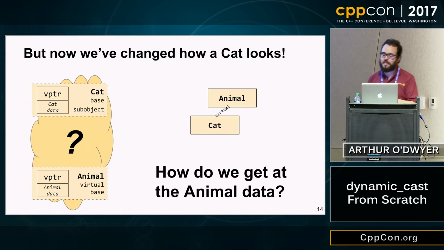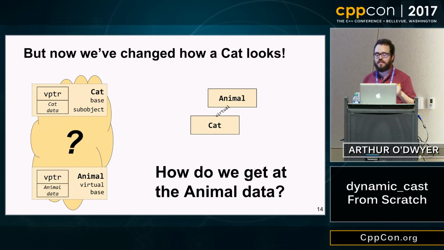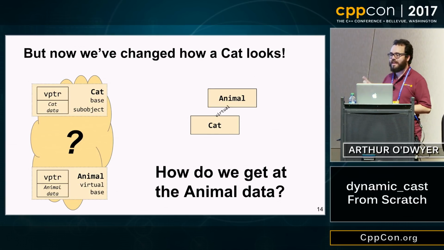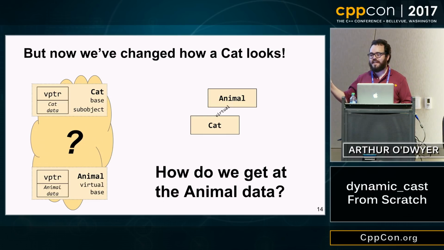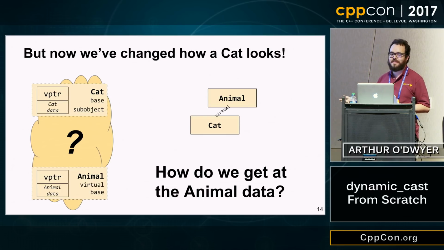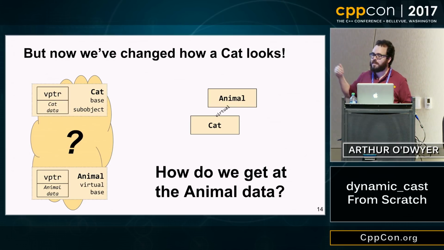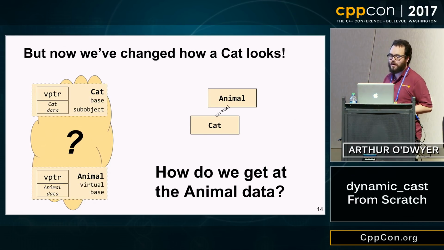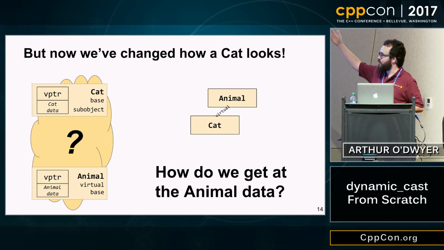All right, but now we've changed how a cat looks. Right? A cat used to look physically like an animal. So we could have an animal star, it secretly points to a cat, and we could just treat it like it was an animal, because physically they were identical. Now we've changed how a cat looks. So now we have a problem. Now if I have, let's say, a cat star, and I want to access its number of legs, which is part of its animal virtual base, how do I actually get at that animal data anymore? I don't have a way to sort of offset into it, because there could be arbitrary stuff in between. There could be nothing in between. There could be a dog in between. I have no idea.